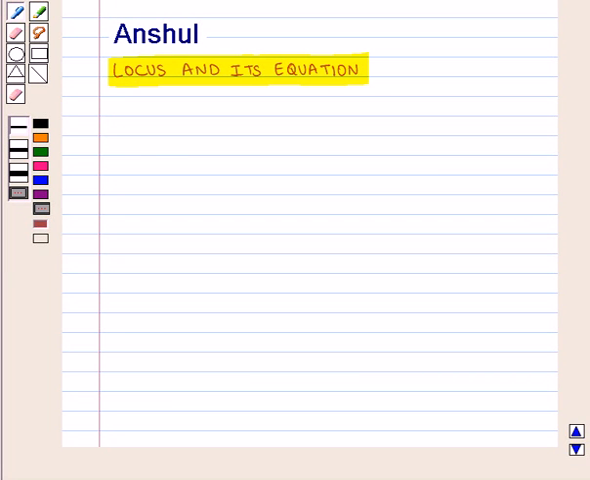In this session, first we are going to discuss locus and its equation. Let us discuss the definition of locus. If a point obeys some geometrical conditions, then the path so traced is known as the locus of that point.